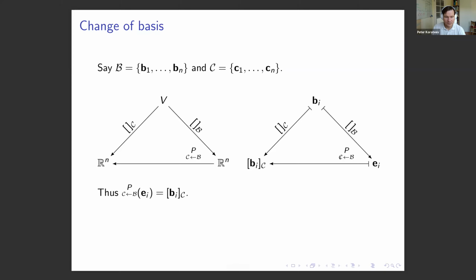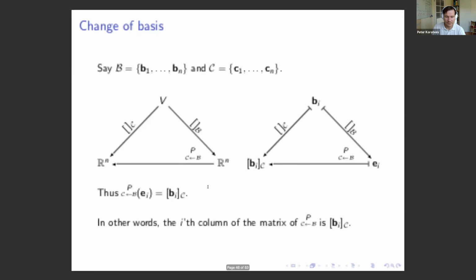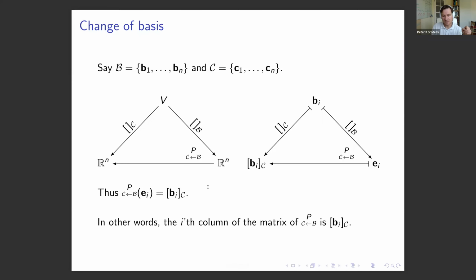So as you can see from this diagram, right, it takes you the acting on the canonical basis. You get b_i expanded in basis C. So the ith column of this matrix is this vector, the expansion of vector b_i in basis C.